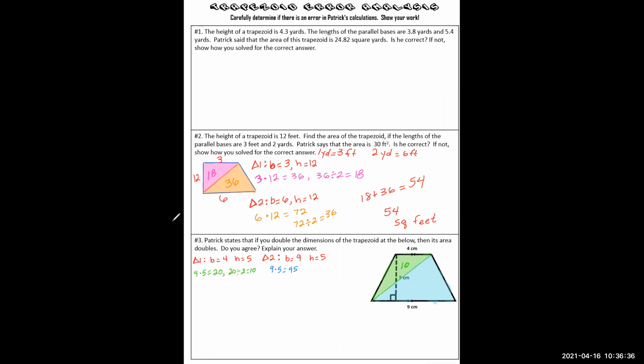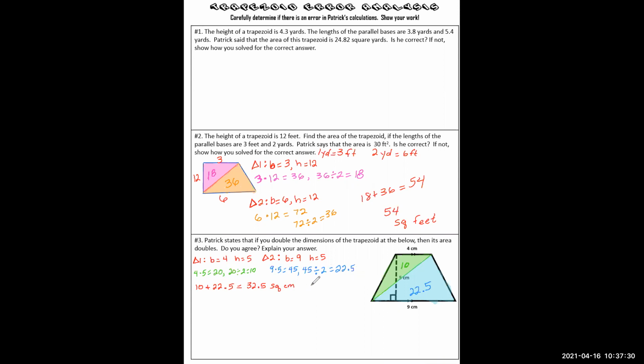9 times 5 equals 45. All right, and now we could go ahead and divide that 45 by 2. And that gives us 22.5. So to find the entire area of this trapezoid, I have to add my 10 from that first triangle plus my 22.5, and that equals 32.5, and I see it is in centimeters, so that's 32.5 square centimeters.